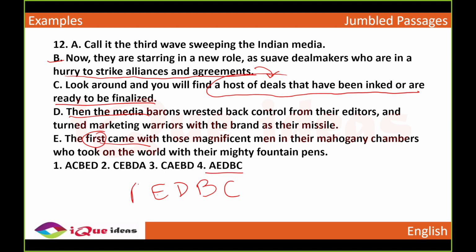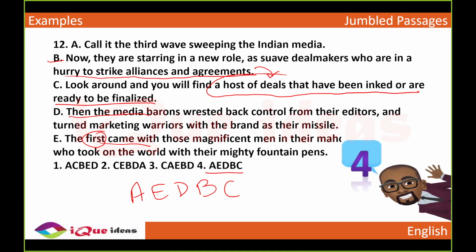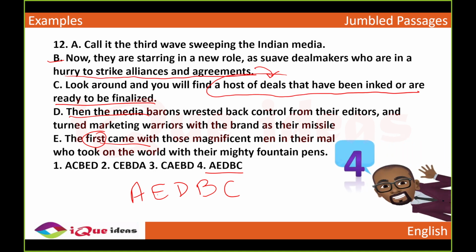So can A be in the beginning? A says, call it the third wave sweeping the Indian media. What is the third wave? So first E, you talk about the first wave, then you talk about the second wave of media barons, then you talk about the deal makers, which is the current situation. So AEDBC, the fourth option, gives a lot of sense. Suave means something very sophisticated, like we say James Bond is a suave man.